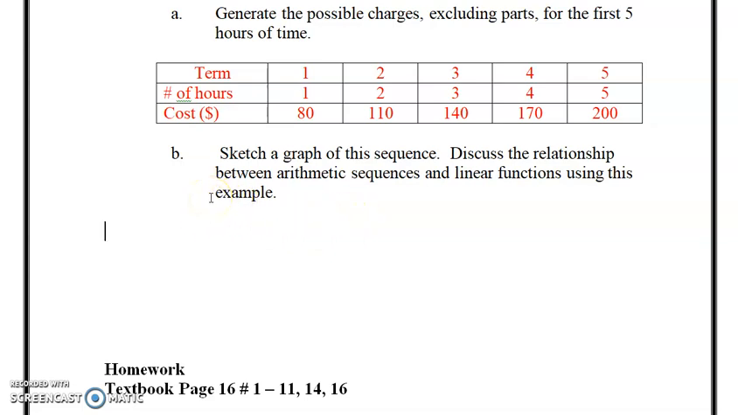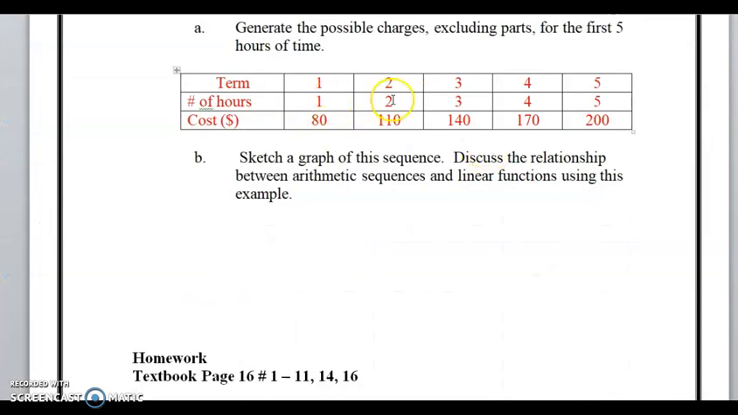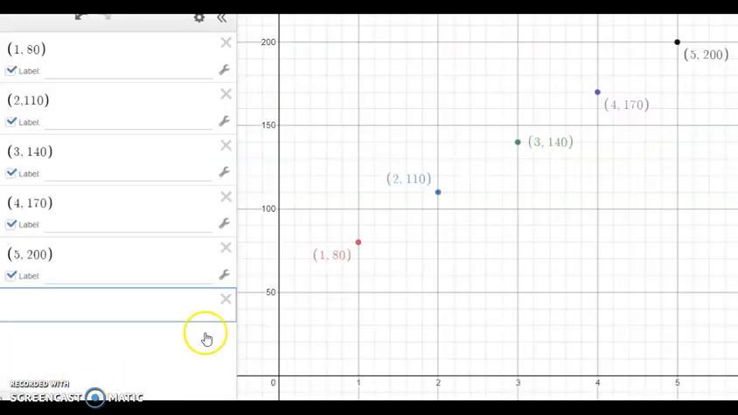Now we're going to sketch a graph for the sequence. To sketch this graph I will use a program and put the plots on there. So just bear with me for a minute. You'll notice your screen has changed here. I've used a program called Desmos, and it's just a nice graphing program. I've labeled all my points for my graph, as you see here: 1 and 80, 2 and 110, 3 and 140, 4 and 175, and 200. I'll click back to my Desmos, which is a free online program. I'll show you how to use it.